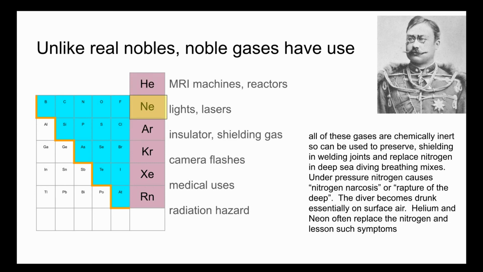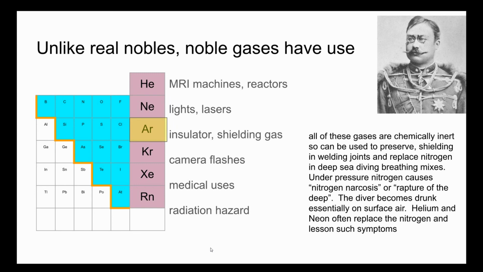Neon is used in lights and lasers. The helium neon laser is one of the most common lasers out there until the laser diode came out. And the laser diode is the one that allows you to have little pocket pointy lasers.